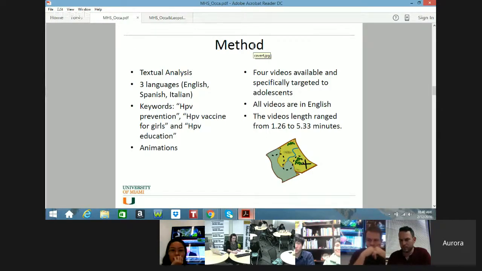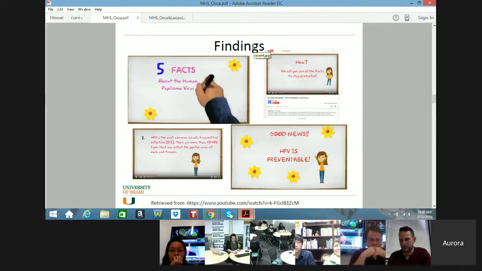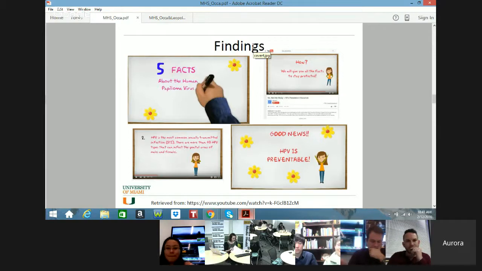So here I have for you some images from the videos. The first video showed a child writing information about the human papillomavirus, and in addition there was an animated character that you can see in the 3 images on the right of the presentation, a female girl, who was mimicking the information written by the hand.